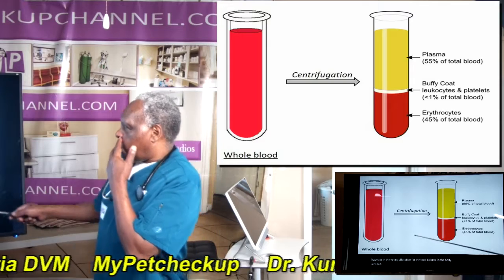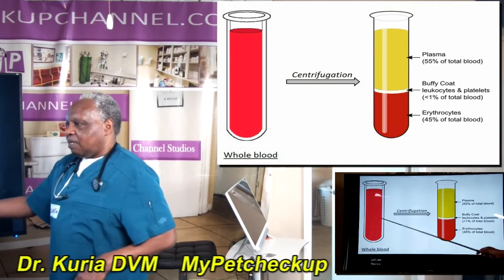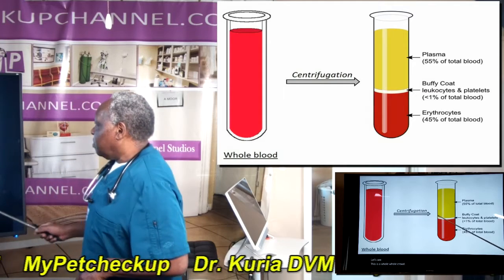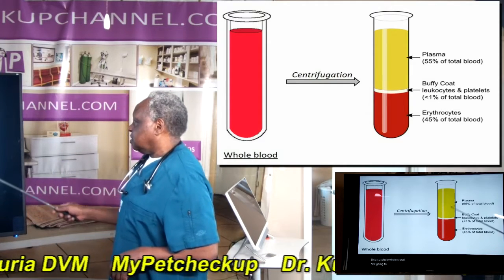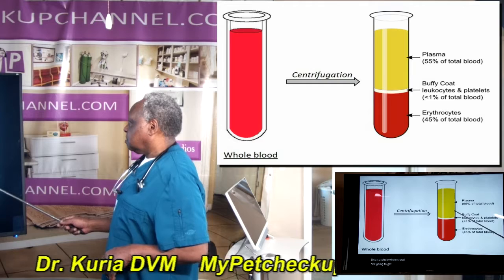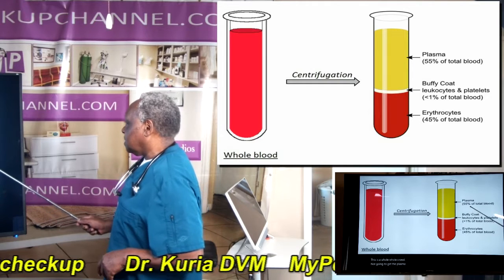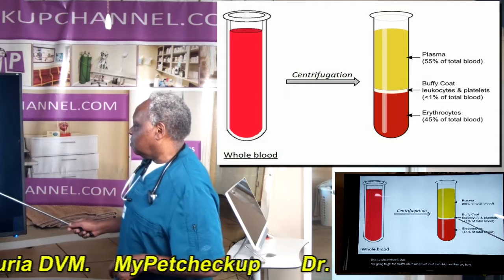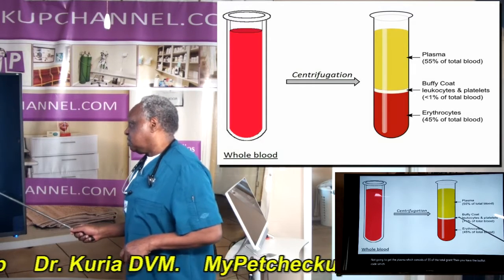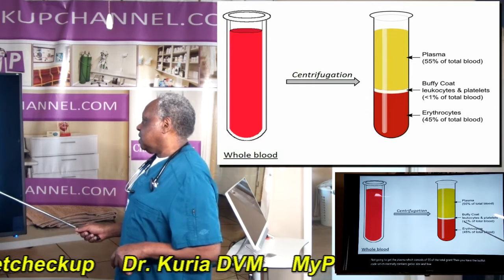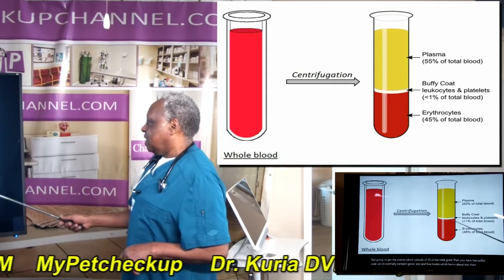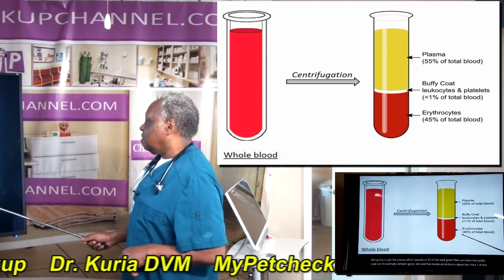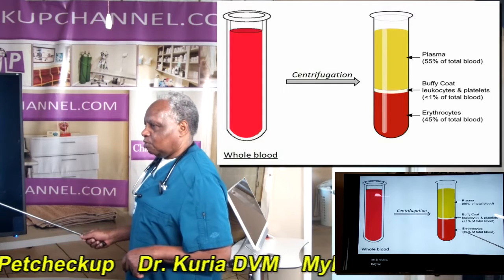This is whole blood. If you centrifuge whole blood, you are going to get 3 layers. You get the plasma, which consists of 55% of the total blood. Then you have the buffy coat, which normally contains leukocytes and platelets, which forms less than 1% of the total blood. The rest is red blood cells or erythrocytes. They form about 45% of the total blood.